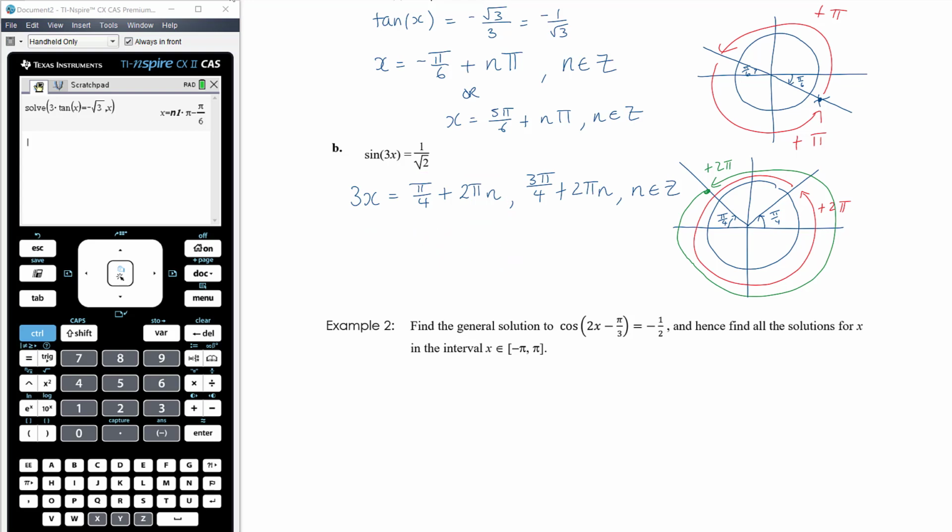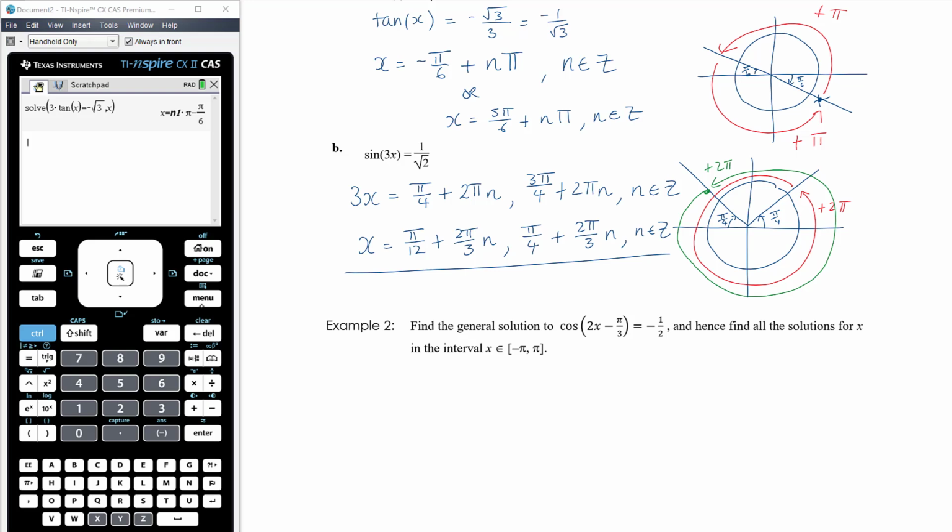Okay, so let me just tidy that up. So we're going to get x is pi on 12 plus 2 pi on 3 n, or it is 3 pi on 12, which is pi on 4, plus 2 pi on 3 n, where n is an integer. So n is an integer is important, and stating both families of solutions.